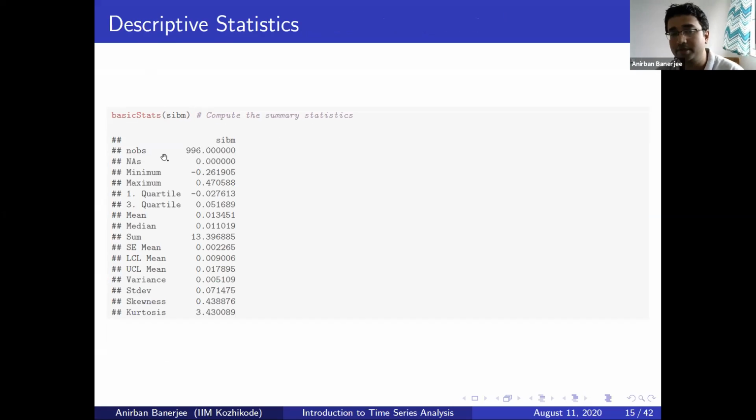What information do we get here? First, we get the number of observations, NOBS. Then we get NAs, as in missing observations. So our data set has 996 observations. There are no missing values. The minimum value that we see in this series is minus 0.26. The maximum we find is 0.47.